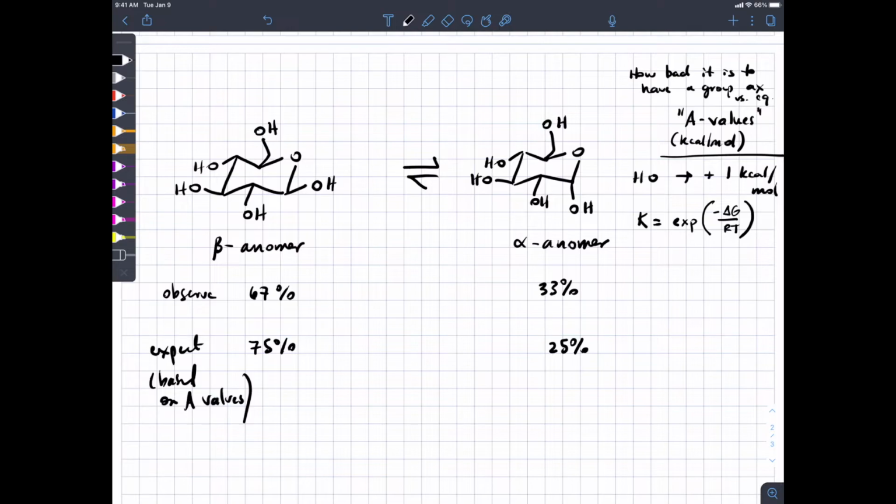What this tells you is we observe more of the alpha anomer than expected. Which must mean that the alpha anomer is more stable than expected. So there's something other than sterics going on. Now, a great rule of thumb in organic chemistry is if sterics doesn't explain something, you start looking for explanations involving electrons and orbitals. The rule of thumb that chemists say is, well, if it's not sterics, it's electronics.